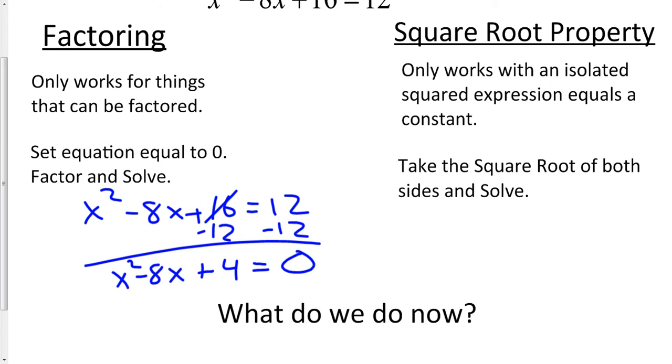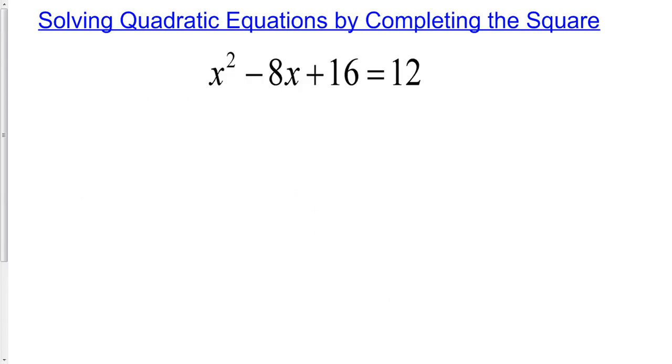Now, if I look for two things that multiply to give me 4 and add to give me 8, there aren't any two integers that work. So what do I do now? How could I get an answer for this when I can't factor it, and it's not an isolated squared expression? What I need to do is think about what I saw when I started.